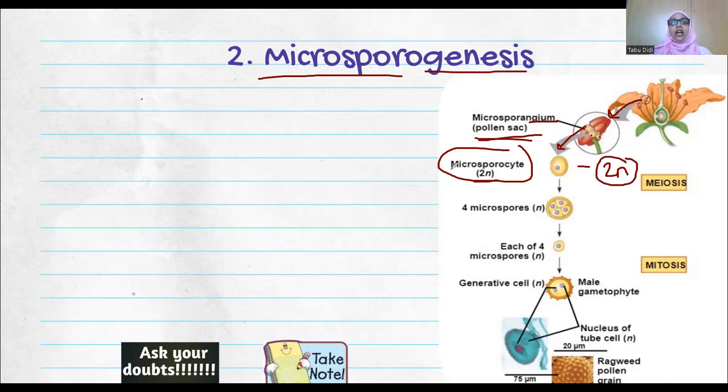What is the name over here? Microsporocyte. Now this microsporocyte will undergo cell division. What kind of cell division? It will undergo meiotic cell division. Why? Because it has to produce gametes. Remember, two types of cell division are there. Whenever we discuss reproduction, reproductive cells, formation of gametes, which type of cell division will take place? Meiotic cell division will take place.